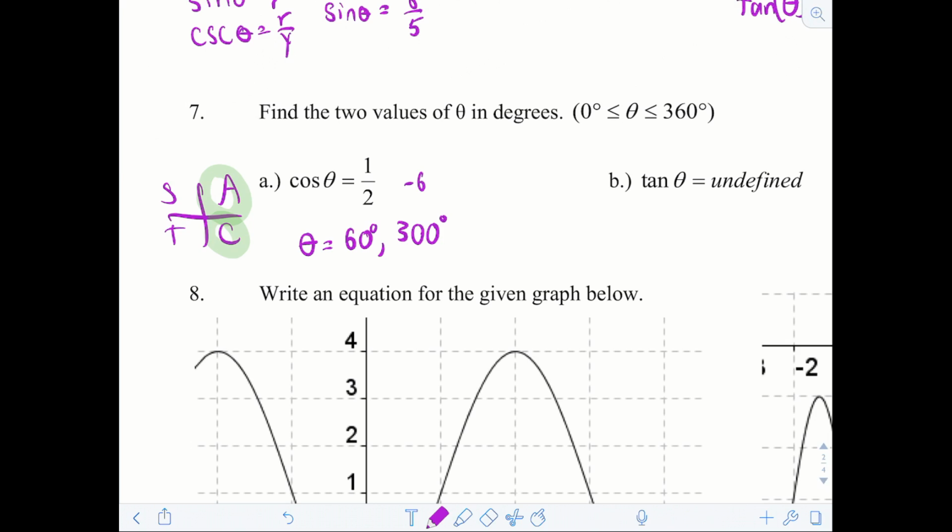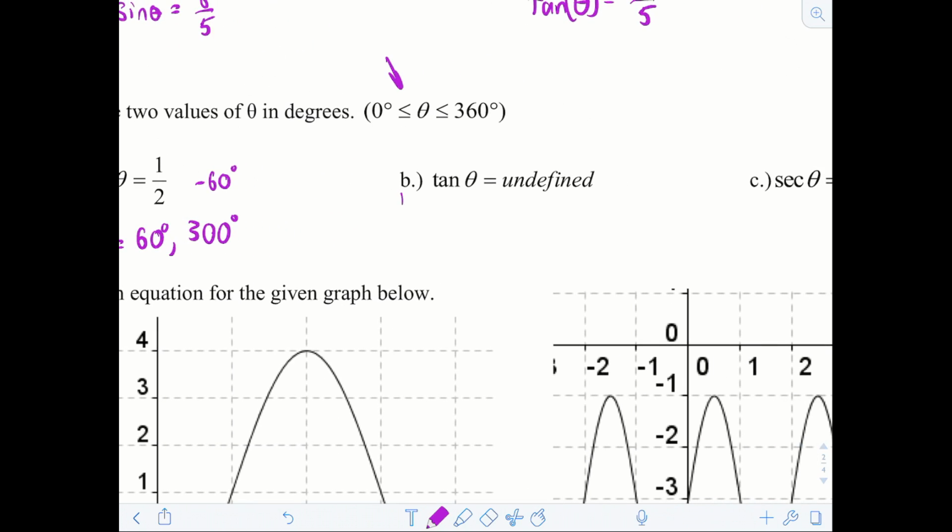Now, you technically could say negative 60 degrees, but since we're talking about within this specific restriction, we do need to use 300 degrees. Now, where is tangent undefined? Tangent is undefined at two values, both at this spot, so that would be pi over 2, and 3 pi over 2. Or we could also say 90 degrees and 270 degrees. That is where tangent is considered to be undefined.